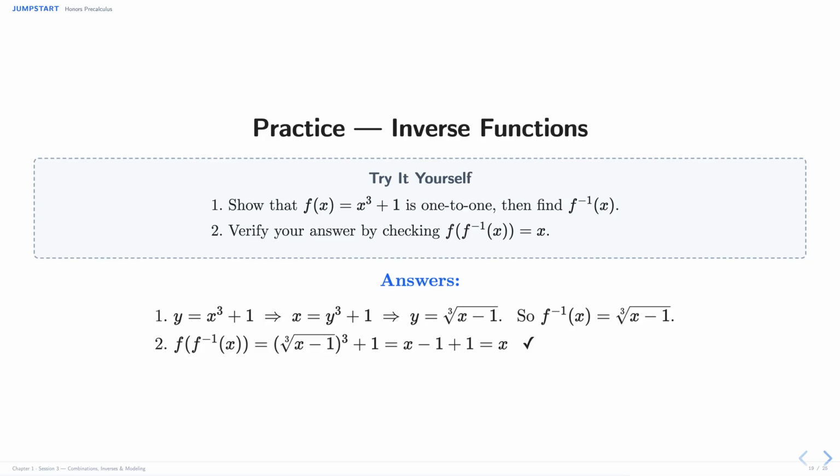Try this practice problem on inverse functions. First, show that the function f(x) = x³ + 1 is 1-to-1, then find the inverse function f⁻¹(x). Finally, verify your answer by checking that f(f⁻¹(x)) = x.